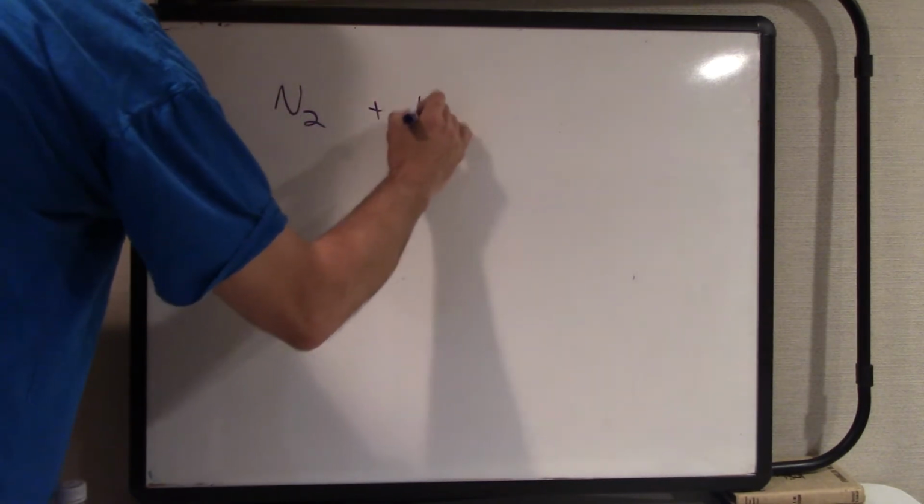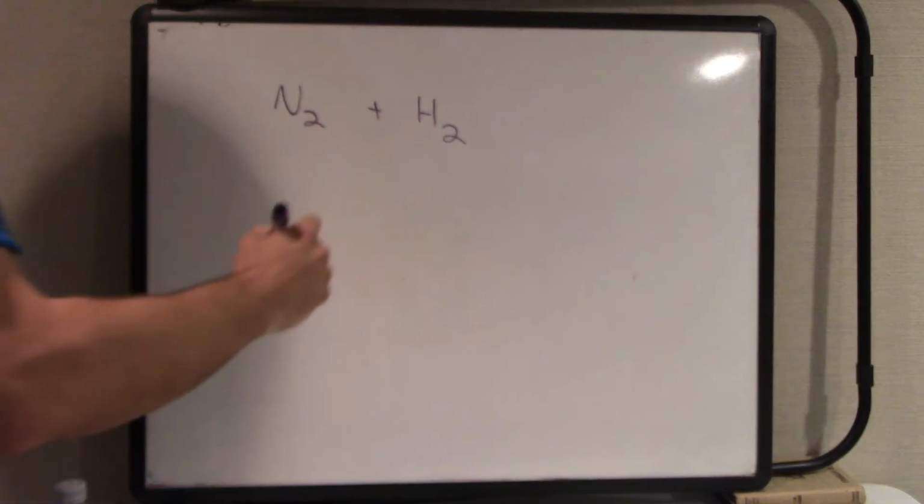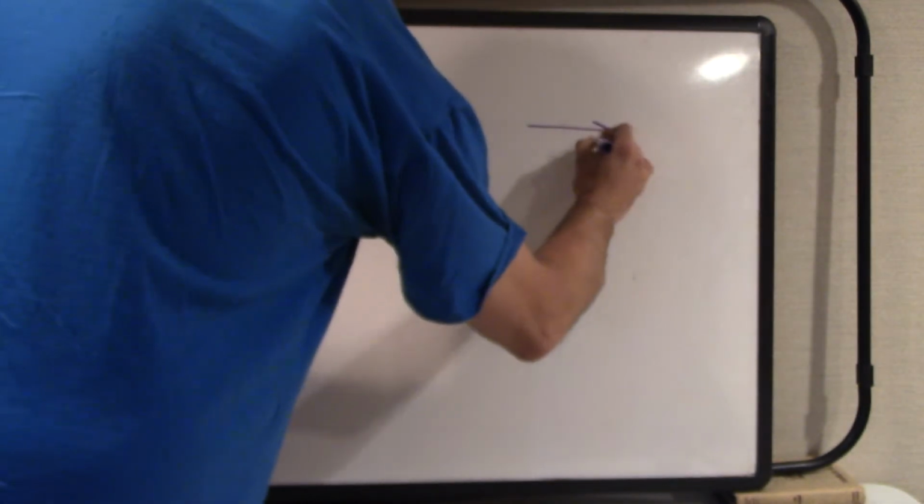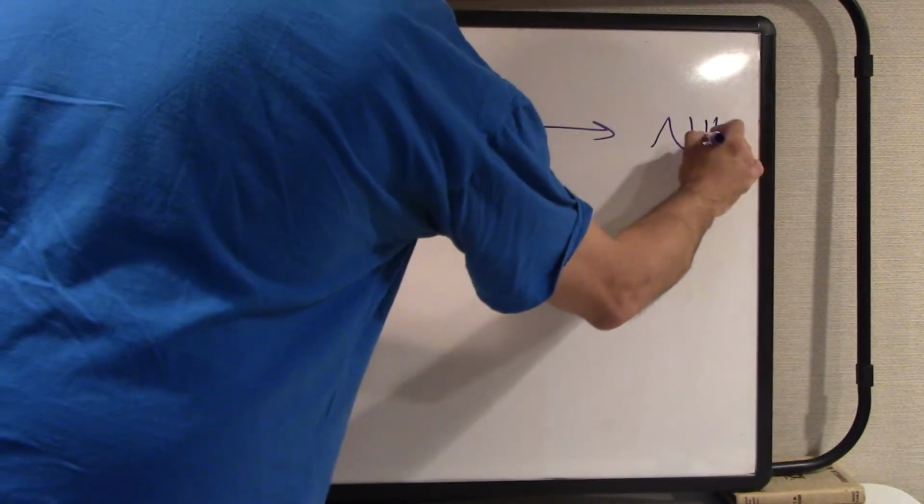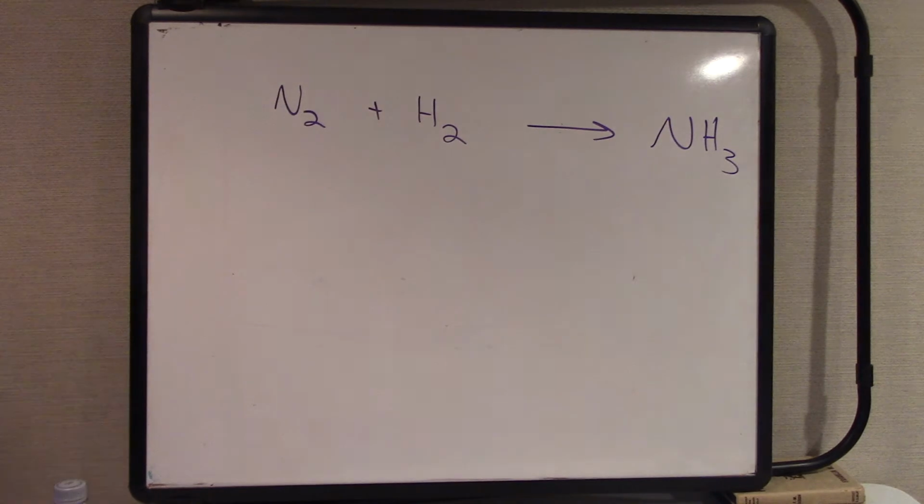N2 plus H2 forming NH3. So in this reaction right now, this is not balanced. We can tell that it's not balanced if we just quickly count up the numbers and types of each element on each side.